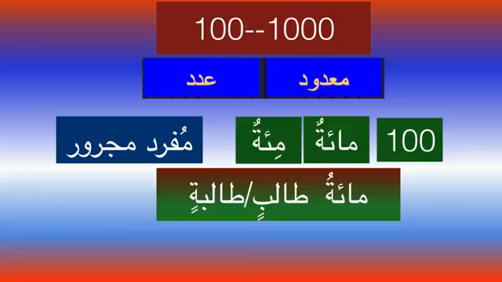Another important thing about 100 is that whether the ma'dud is mudhakkar or muannas, things will remain the same. It will still use mi'atun. Mi'atun ends with ta marbuta, but even so, it is used for both mudhakkar and muannas nouns.